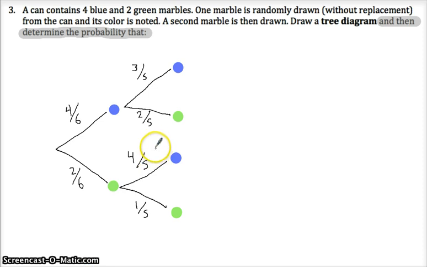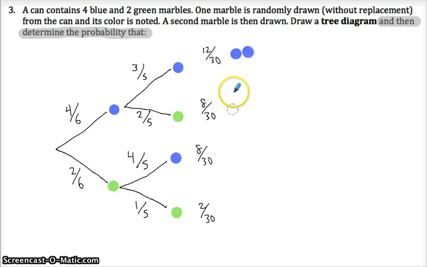Okay, so draw a tree diagram. Let's talk about all these possibilities. This possibility is, if I multiply, this is 12 out of 30. This is 8 out of 30. This is 8 out of 30, and this is 2 out of 30. Hopefully that adds up to 30 out of 30. Yeah, it does.